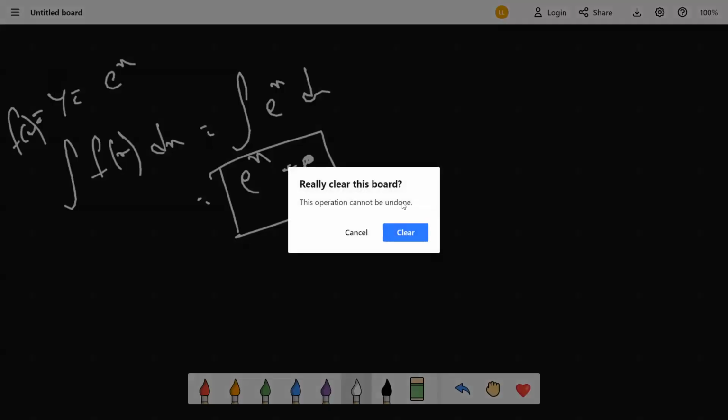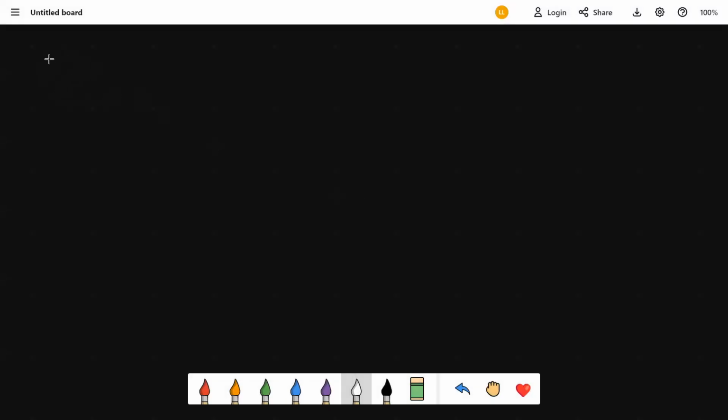Finally, we have come to our, so far, the last rule, which is rule number 6. This is the trigonometric function, or trigonometric integration, rule.